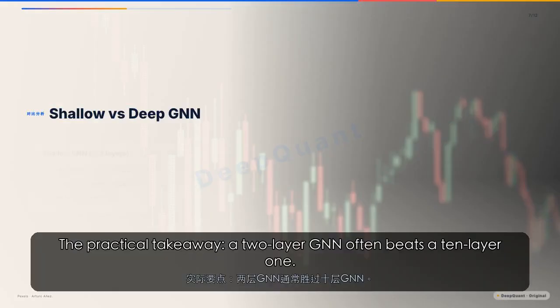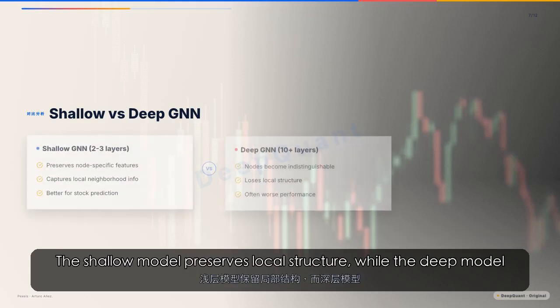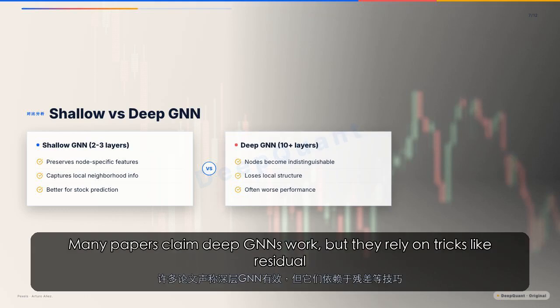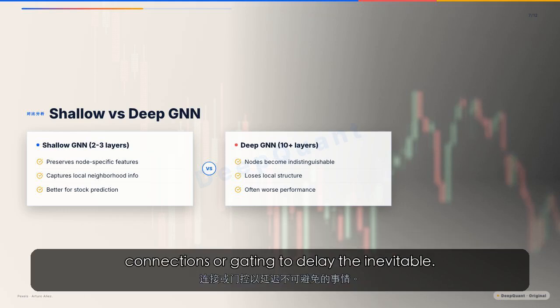The practical takeaway, a 2-layer GNN often beats a 10-layer one. The shallow model preserves local structure, while the deep model oversmooths. Many papers claim deep GNNs work, but they rely on tricks like residual connections or gating to delay the inevitable.